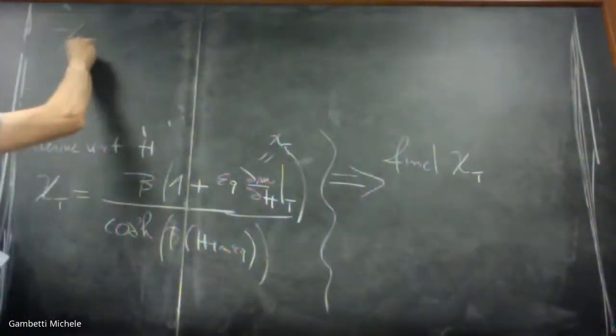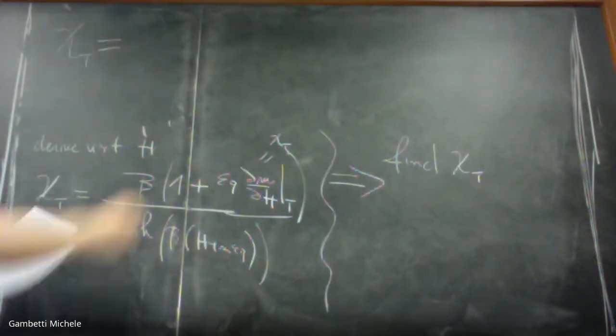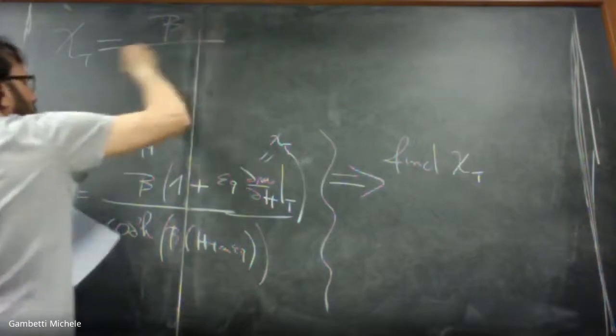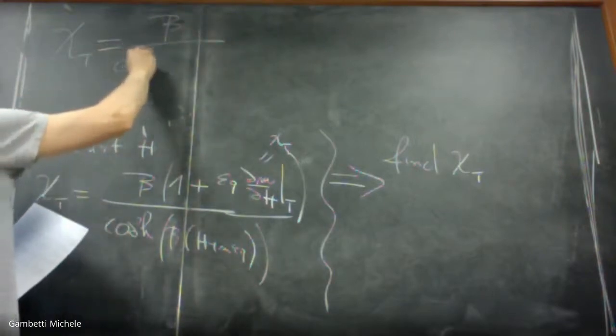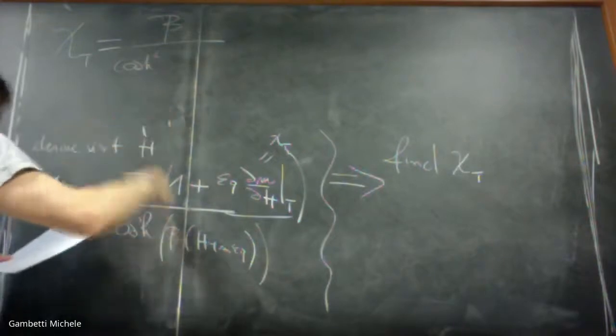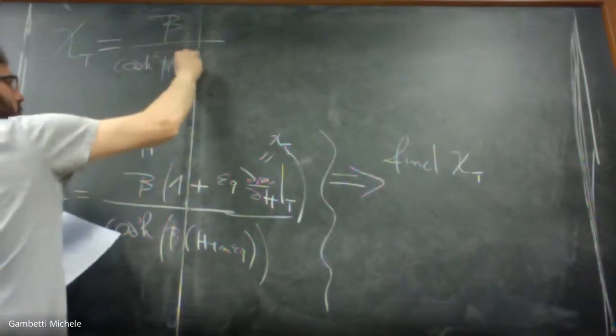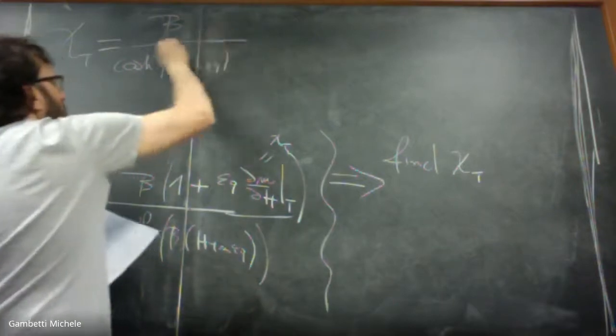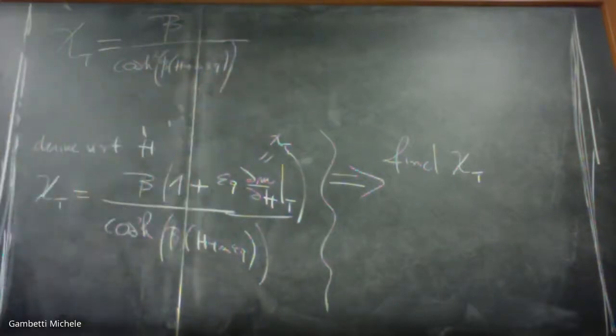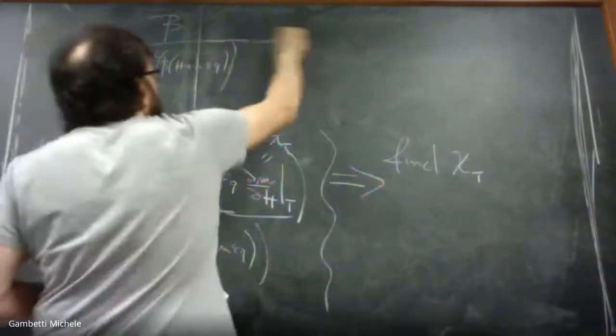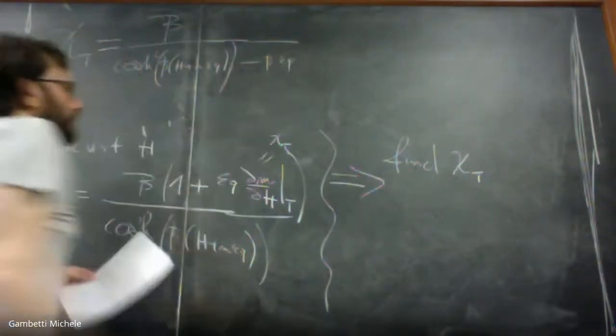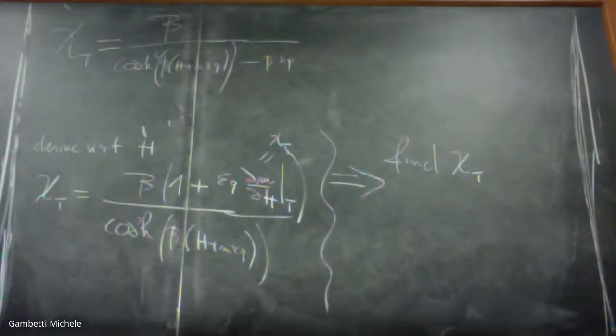So we get chi of T in general is provided by this expression: beta divided by cosh squared of beta (h plus m epsilon q), then at the denominator there is a beta epsilon q that comes from this term, minus beta epsilon q. Beta, hyperbolic cosine squared of (h plus m), minus beta epsilon q.